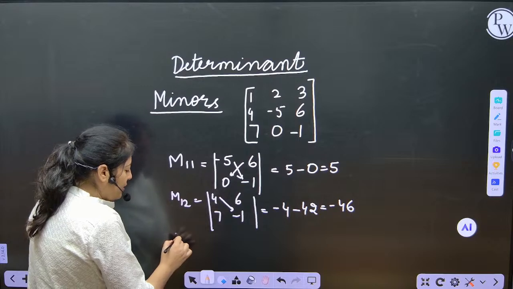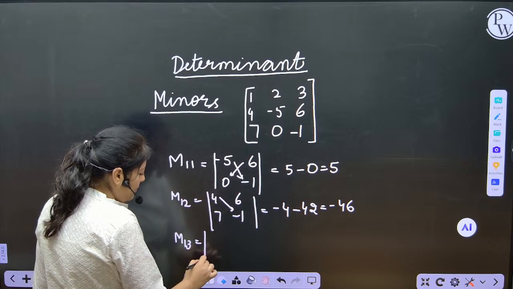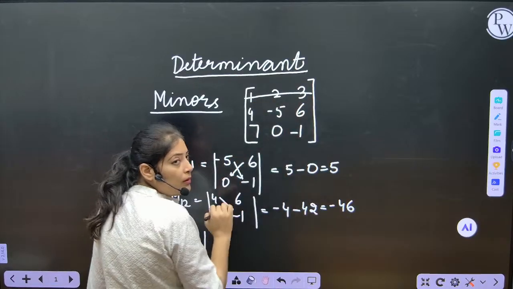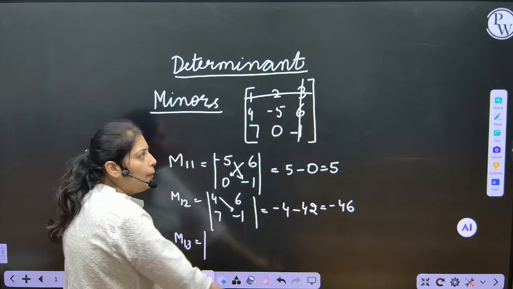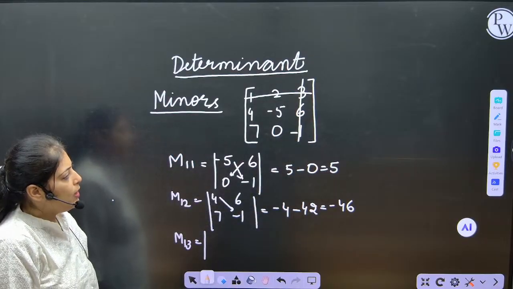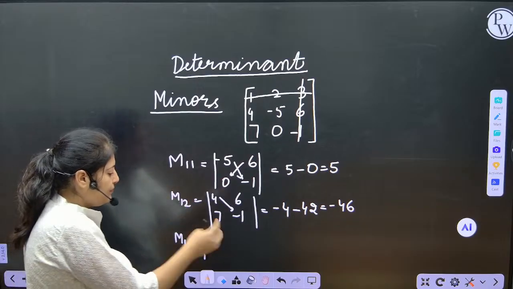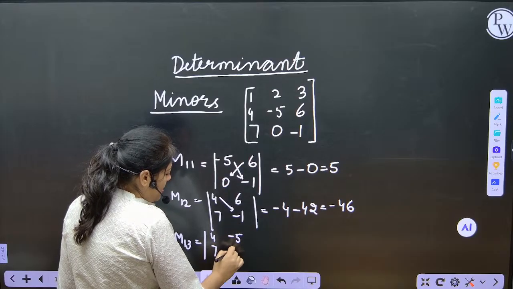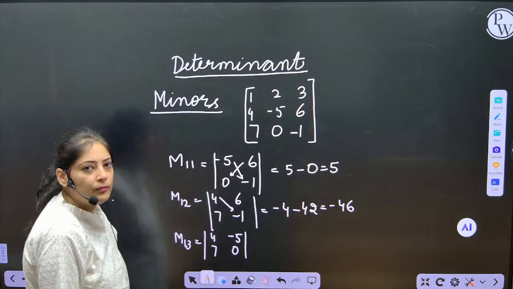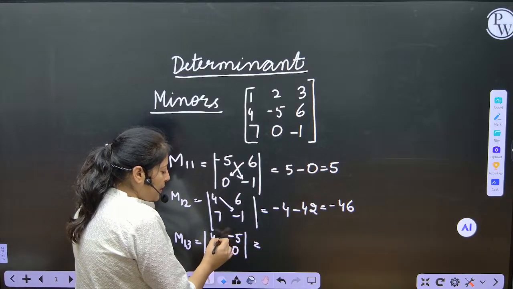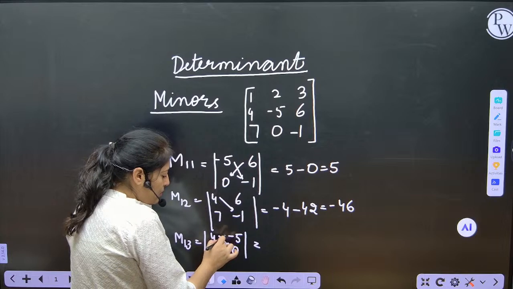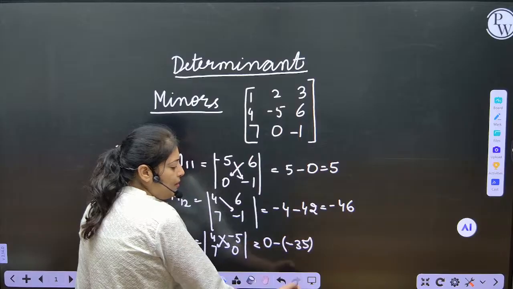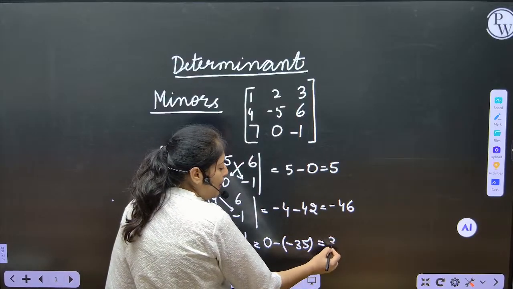Next, M13. First row, third column. Leave them. Which four numbers are left? 4, minus 5, 7 and 0. 4 zeros are 0 and 7 minus 5 are minus 35. Minus minus it will become plus.